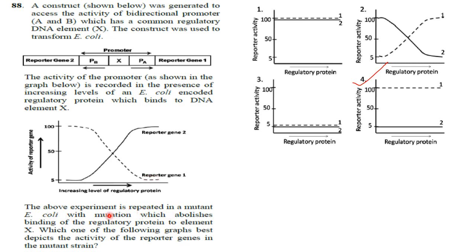The above experiment is repeated in a mutant E. coli with mutation which abolishes binding of the regulatory protein to element X. Which one of the following graphs best depicts the activity of the reporter gene in the mutant strain? So only when the regulatory protein binds to the DNA element X, the reporter gene is activated. Now in mutant E. coli, activity of the reporter gene remains as it was in the beginning because the mutation abolishes binding of the regulatory protein to the element X. So the answer will be option 4.